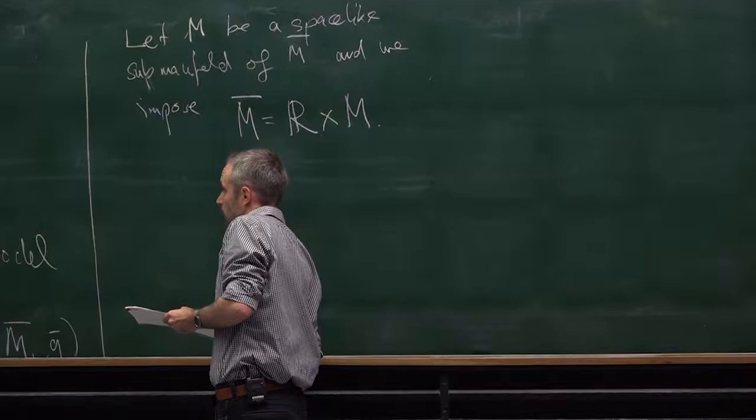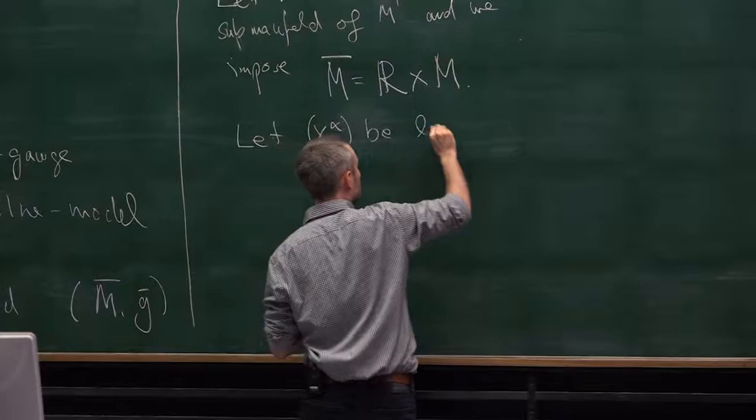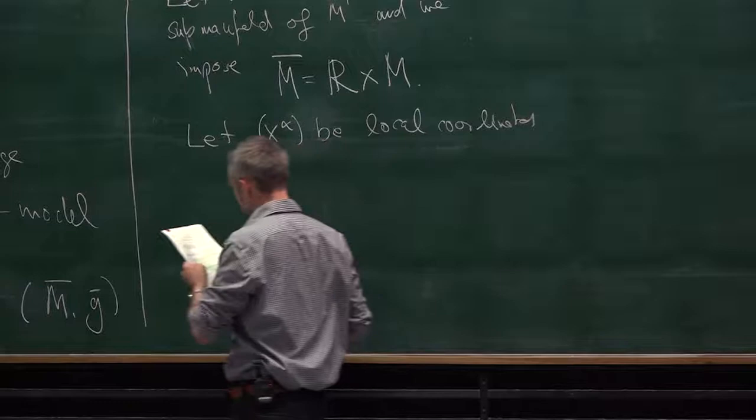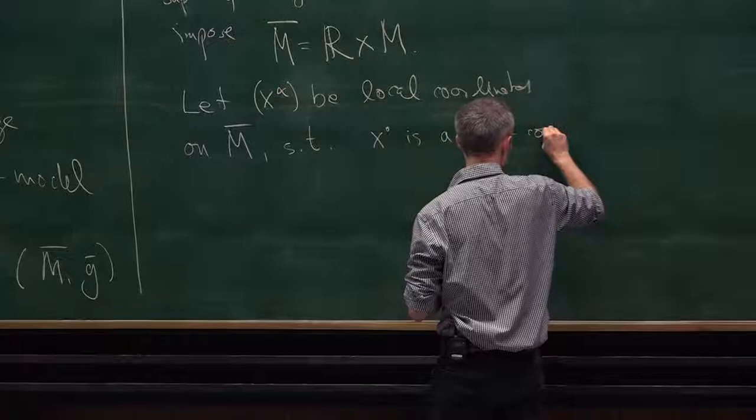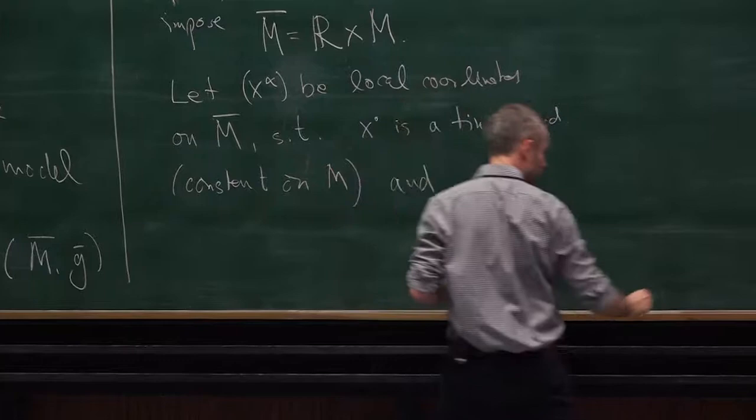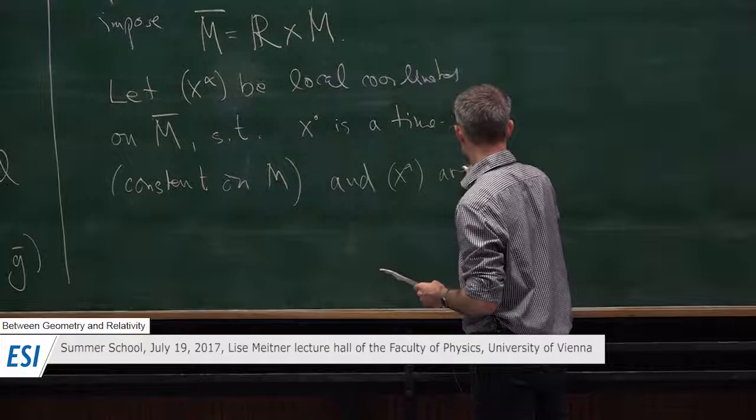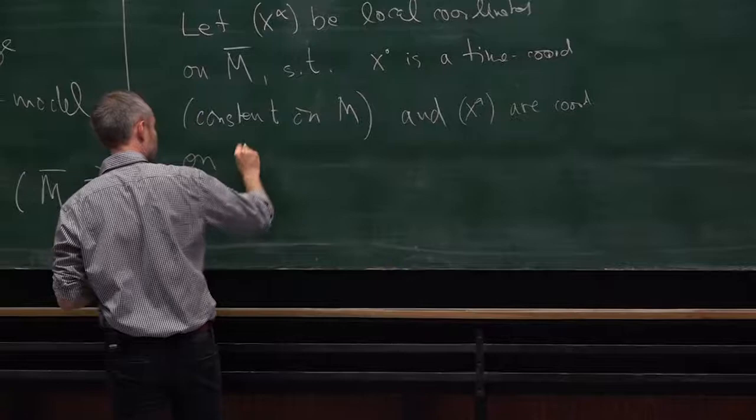Now, we express g with respect to local coordinates. Let's choose these coordinates on M bar, such that x naught is a time coordinate. That means it's constant on the M surfaces, and x alpha are coordinates on M.